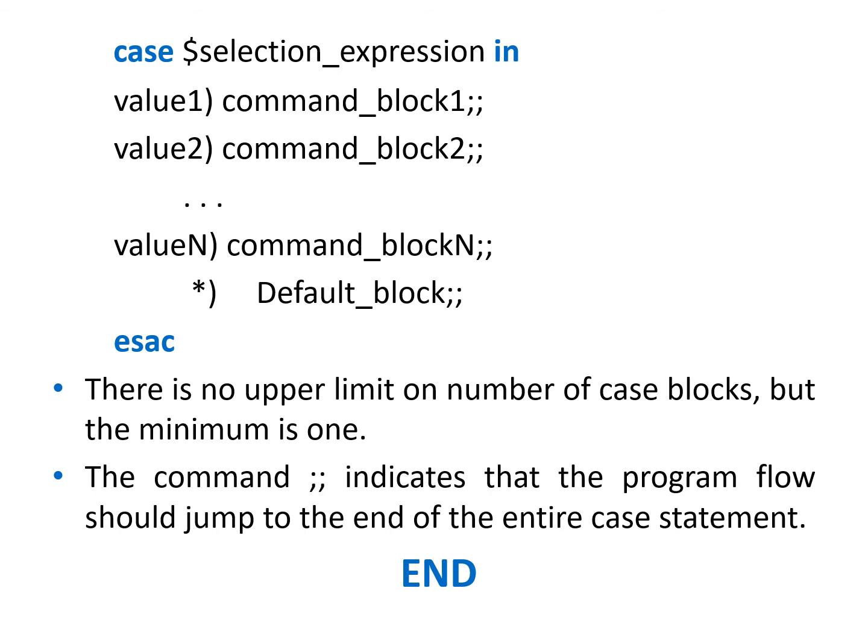In the case statement, there is no upper limit on the number of case blocks, but the minimum is 1. The double semicolon indicates that the program flow should jump to the end of the entire case statement. Double semicolon works just like the break statement, which is used in switch case.